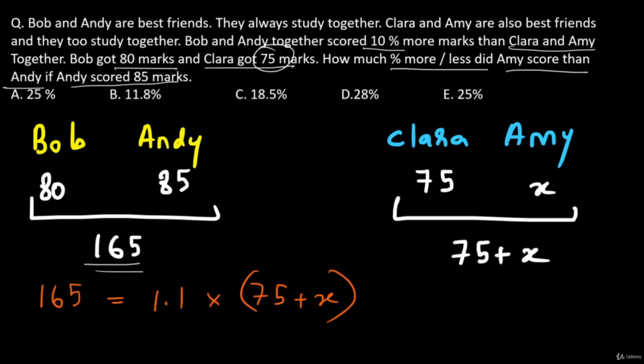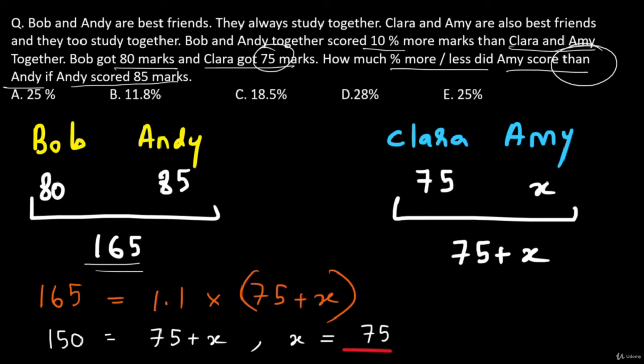Now let's solve for X. We get 75 plus X is 150, or you get that X is equal to 150 minus 75, that's equal to 75 over here. Now in the question we have to find Amy's score is how much percentage more or less than Andy's score, right? So you start from Andy's score. So we have 85 as the score of Andy and 75 as the score of Amy, right?